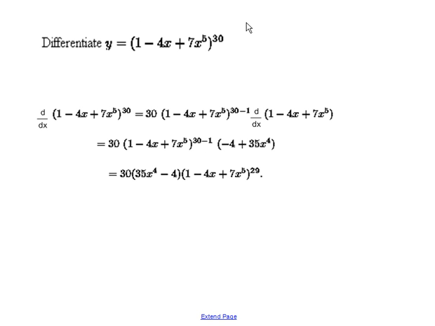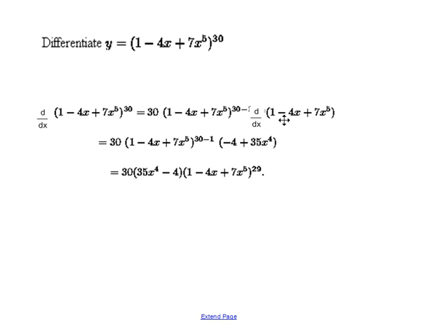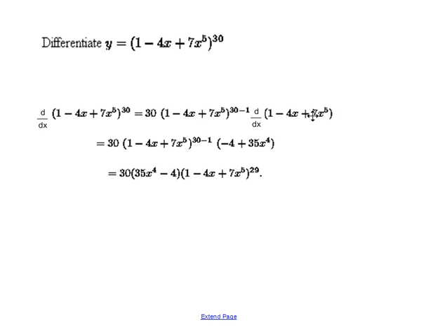The last example is a 30th power. We have a 5th degree polynomial to the 30th power. If we want to take the derivative using the chain rule, we're going to take the power rule, 30 times everything on the inside to the 29th power, times the derivative of the inside stuff, which is going to be negative 4 plus 35x to the 4th.